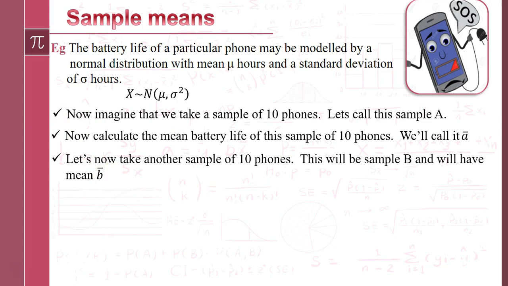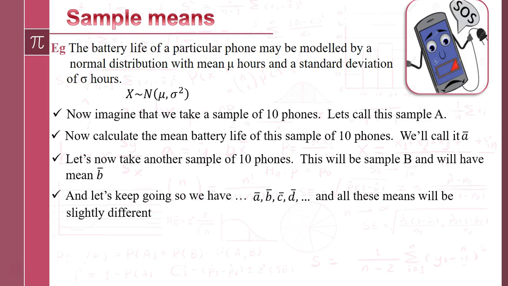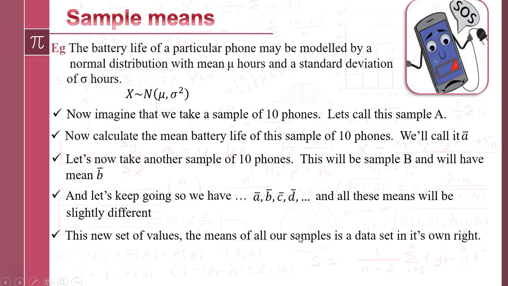Imagine we just keep taking samples of 10, sample of 10, sample of 10, and taking the mean of each one. And so what we end up with is a whole bunch of means from each sample. So there's our mean value from our first sample, there's the mean value from our second sample, and so on. And these values are all going to be slightly different. And what we've done now really is created an entirely new data set in its own right, that is our sample means.